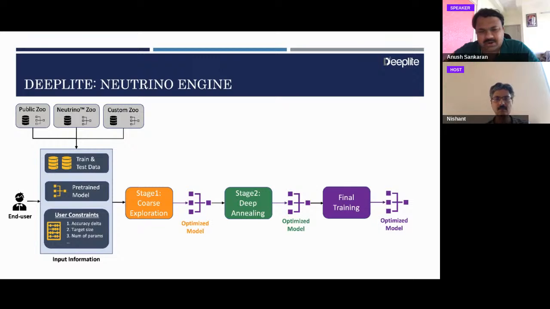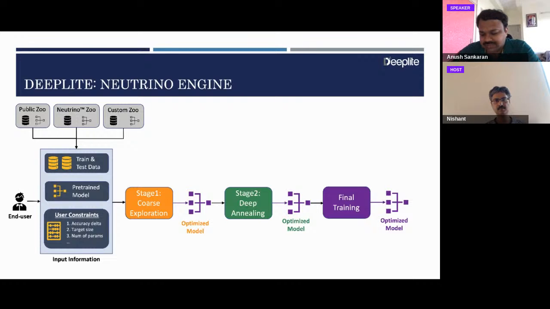Before going further, let me set the context. Deeplite has built this engine called the Neutrino engine, and this Neutrino engine is a complete black box framework. There is no human intervention at any stage in the process. The end user provides this data to the framework, and the framework provides you the optimized model. There is no human intervention in this step at all, and that is what makes this problem all the more interesting and challenging.